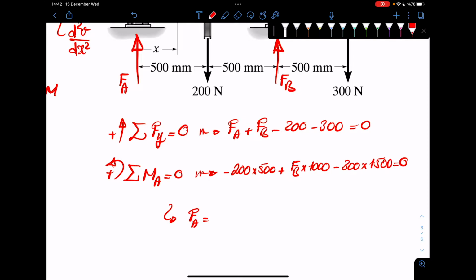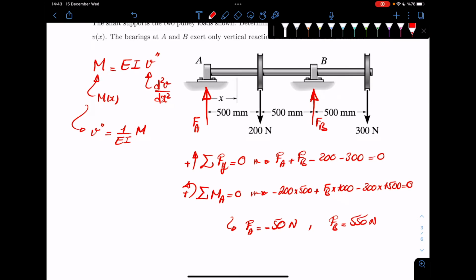FA will be minus 50 Newton, indicating that our direction was wrong, and FB is 550 Newton. Okay, so that's that. So basically what we have here would be FA, a force of 50 downwards, and what we have here is a force of 550 upwards, assuming that these don't exist anymore because we just replaced them.